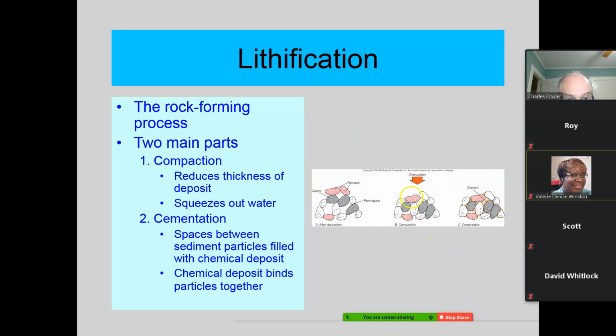They are not angular. I can't get my cursor. There it is. That one has a little bit of an angle, but most of them are rounded. If these were pieces of gravel, that would be conglomerate, not breccia. If those are pieces of sand, that would be sandstone. If those are little silt particles, that would be siltstone or mudstone. Okay. That's your lithification process.